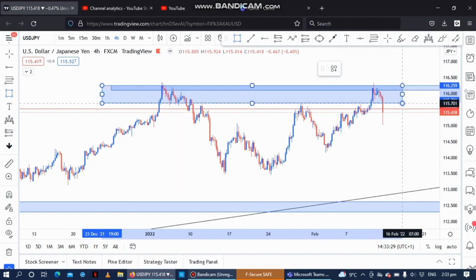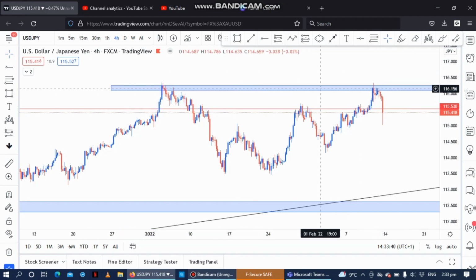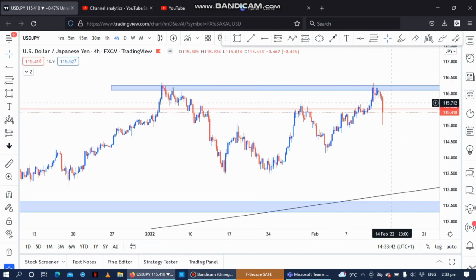We see price when it got into the zone, rejected off it when it came here as well, rejected off it, came here, and seems to be rejecting off it. So that zone there is a massive sell area.